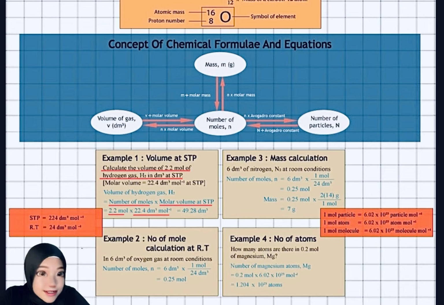But if the question asks to find the volume at room temperature, you have to use the molar volume at room temperature, which is 24 dm cube per mole.